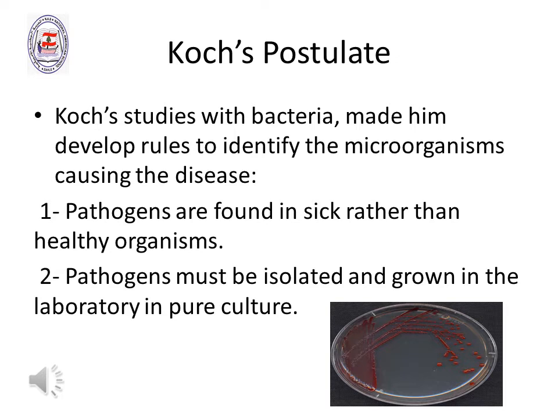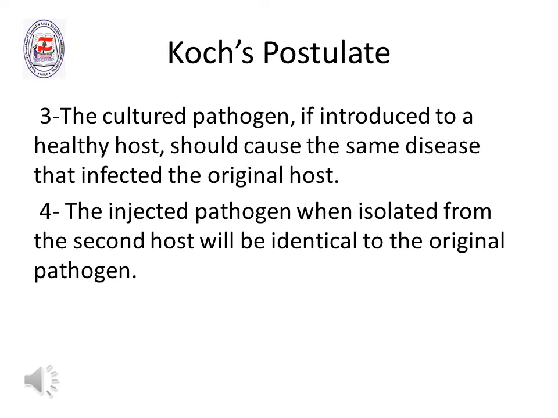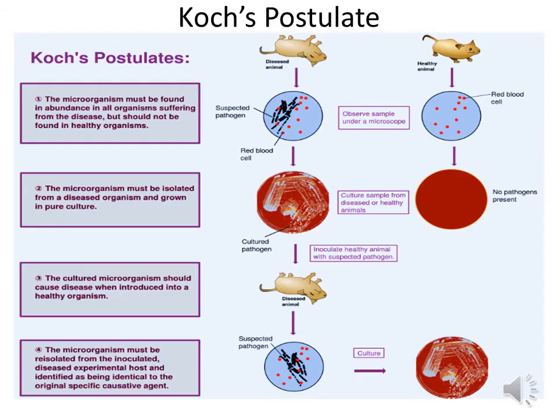Pure cultures are usually grown in petri dishes or culture plates, as shown in the picture below. Rule number 3 in Koch's postulate says that the cultured pathogen, if introduced to a healthy host, should cause the same disease that infected the original host. And rule number 4 says that the pathogen, when isolated from the second host, will be identical to the original pathogen.